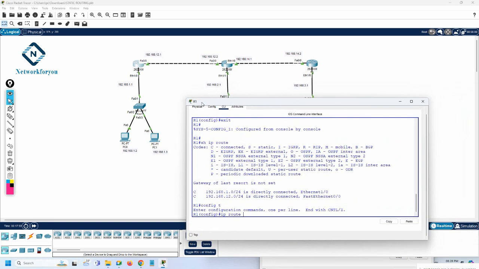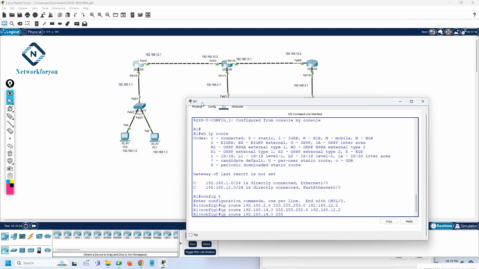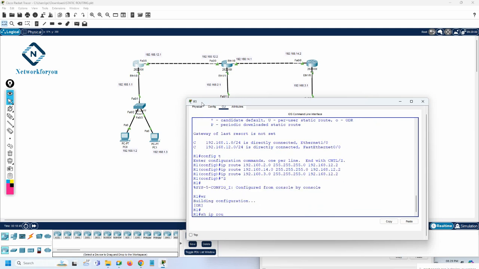Okay, IP route: if anyone wants to go to 192.168.2.0, 255.255.255.0, the next hop will be 192.168.12.2. This is correct, right? Then we have another one, IP route: if anyone wants to go to 192.168.14.0, 255.255.255.0, the next hop also remains the same, 12.2. After that, if anyone wants to go to 3.0, 255.255.255.0, the next hop will remain the same, 192.168.12.2. Let's see now if we are getting it, show IP route.